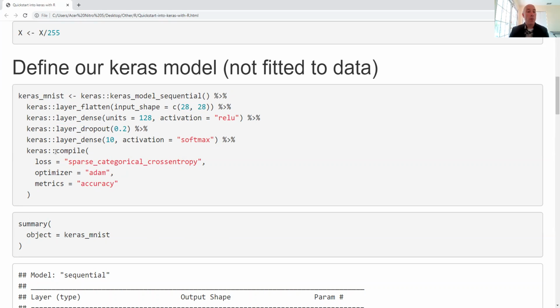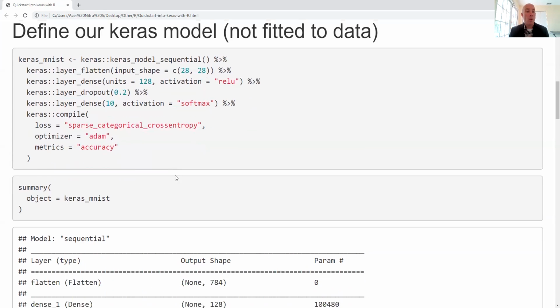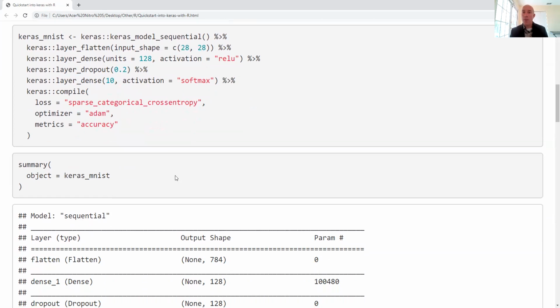And now for the compile: I want to measure by accuracy, I want to optimize with adam, and my loss function is the sparse categorical cross entropy. Remember, entropy is a big heavy hitter whenever I'm working in categorical model fitting. Now, as I did this, you'll notice that I did not put any data in.